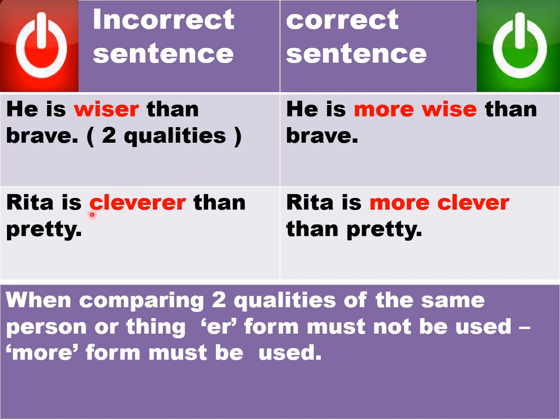Moving on to the next example. Rita is cleverer than pretty. Here also we are talking about one person, Rita. We are talking about two qualities, clever and pretty. So we must not use this ER form. Instead of this ER form, we must use more form. Rita is more clever than pretty is correct.